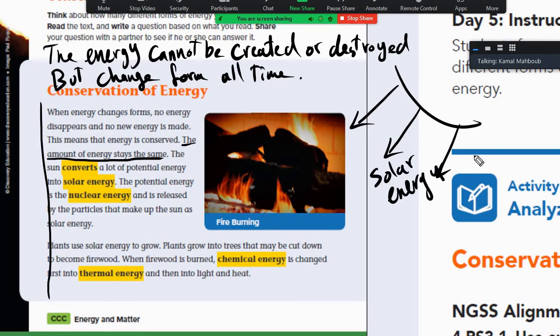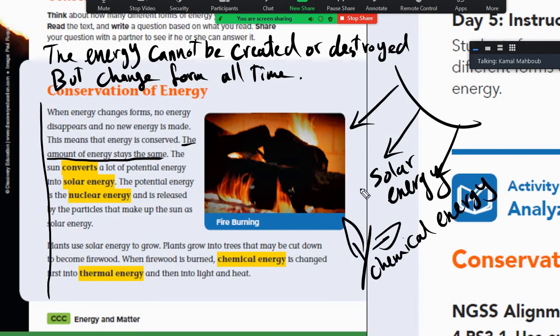Okay? Solar energy. The plant will take this solar energy and store it. Now we have energy stored in the plant. This solar energy converts into chemical energy. Can you see that? Now we have a change of form from solar energy into chemical energy. Now when you eat this plant, this chemical energy comes to your body.